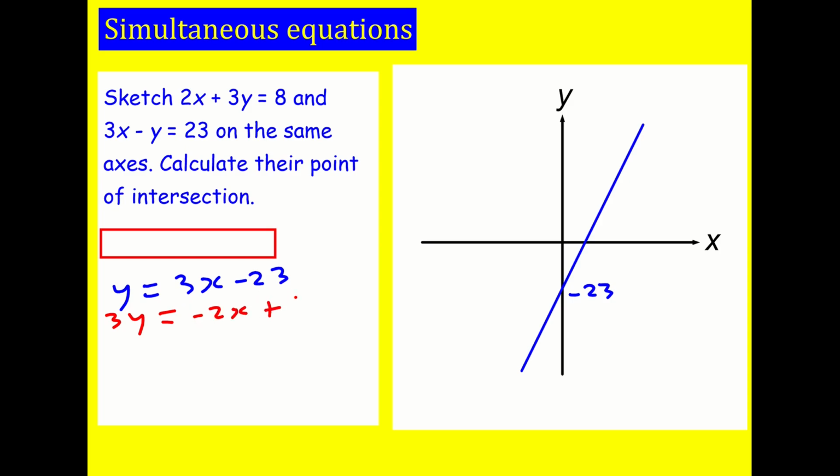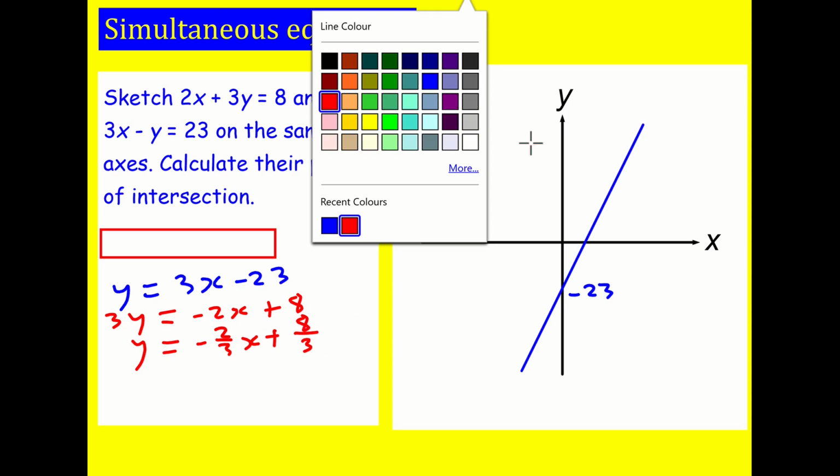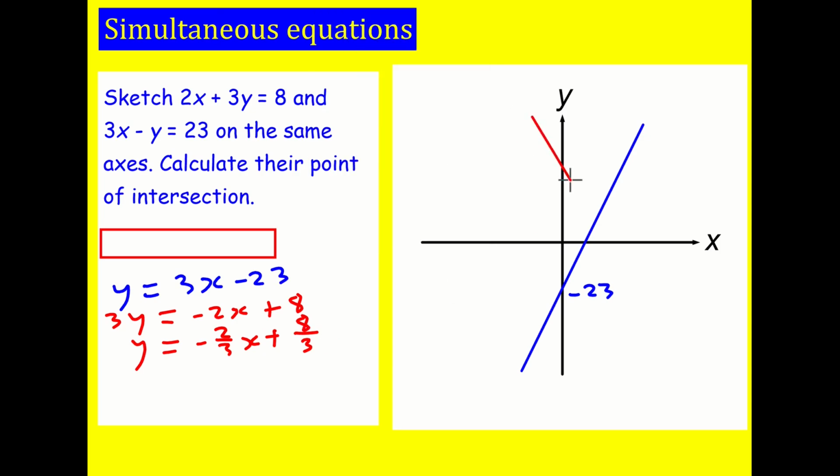I've decided to make it minus 2x at the front to put it in the form y equals mx plus c. So then y is equal to minus 2/3 x plus 8 over 3. I've divided through by 3. So this one is going to have a negative gradient, and it's going to go through 8 over 3. So it's going to come down a bit like this.